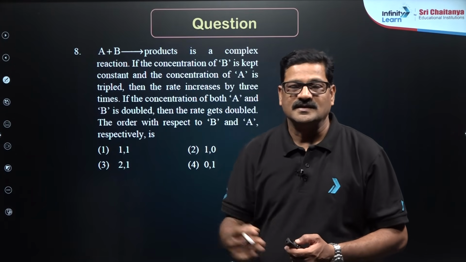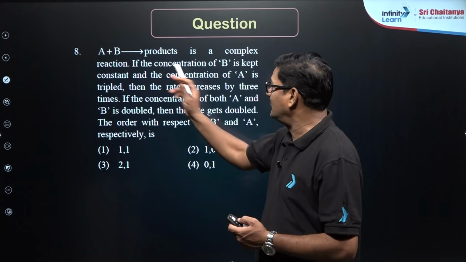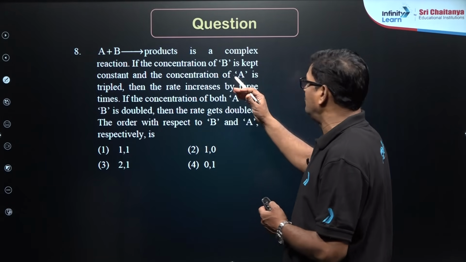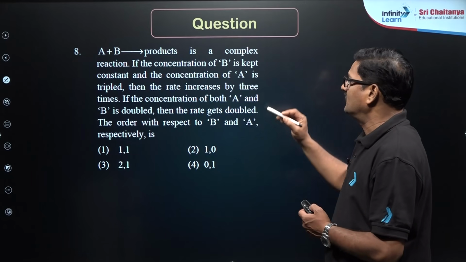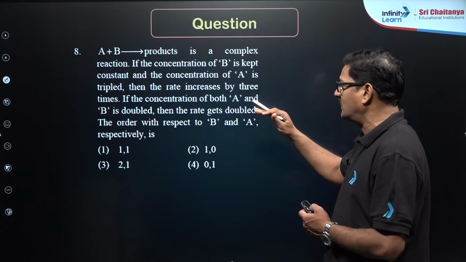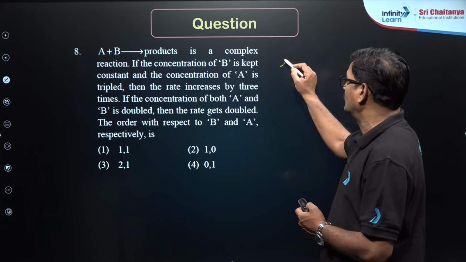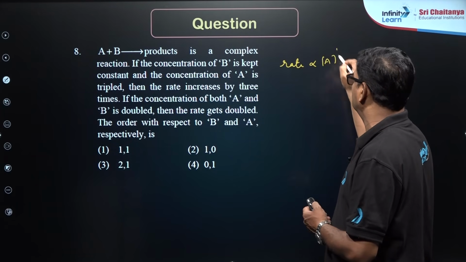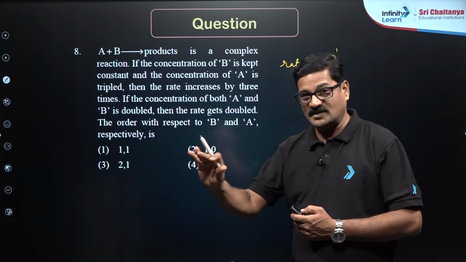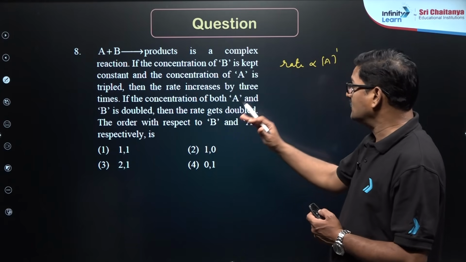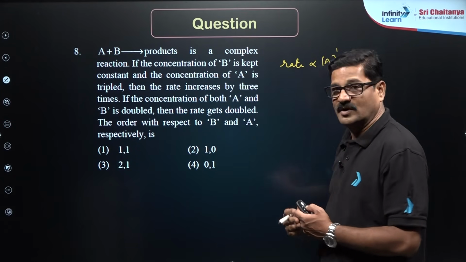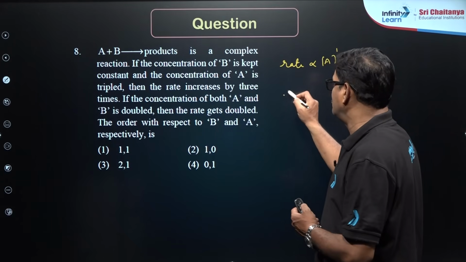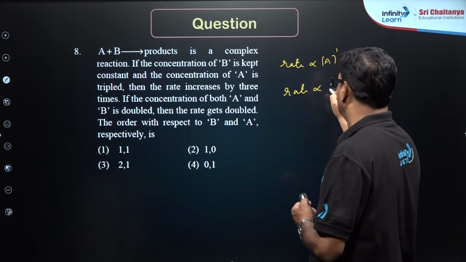Students, here is the chemical kinetics question. A and B give products in a complex reaction. If the concentration of B is kept constant and the concentration of A is tripled, then the rate increases by 3 times. So, the rate with respect to A is going to be 1. B is kept constant. If the concentration of both A and B is doubled, then the rate gets doubled, which implies the rate with respect to B is 0.